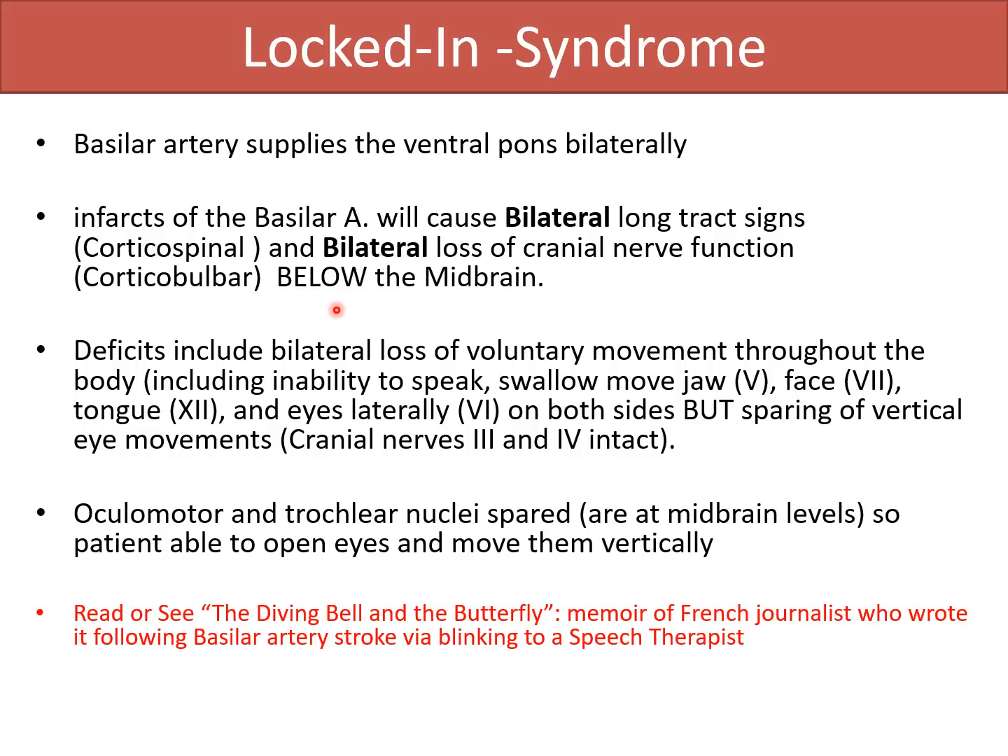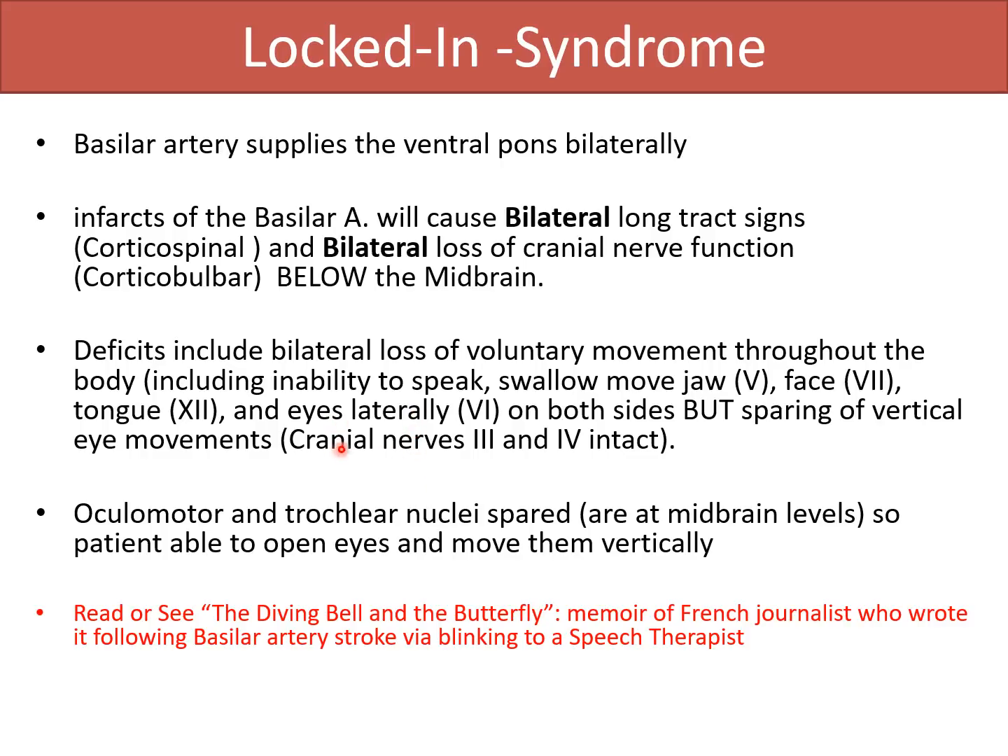That person might not be able to move their arms or legs or speak. They might not be able to move their face because the 7th cranial nerve has been involved, the tongue's been involved. They may not even be able to move their eyes laterally because the cranial nerve 6 nucleus is at the lower portion of the pons. But it may spare cranial nerves 3 and 4. They control eye movements in a very selected way.